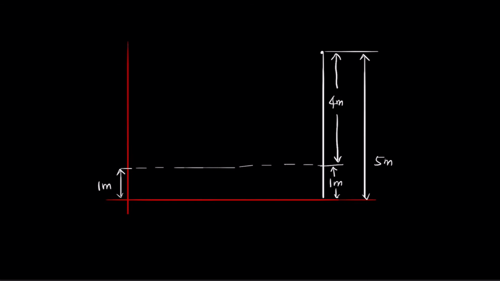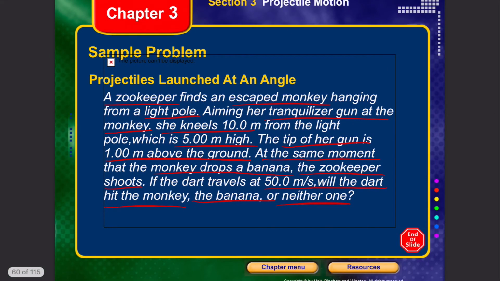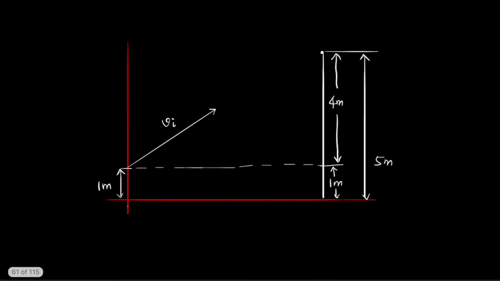Now she's aiming the gun at the monkey. So the velocity with which she is trying to project it is in this direction. So this is the initial velocity with which she is trying to fire the gun. Now she kneels 10 meters from the light pole, so this distance here is 10 meters.